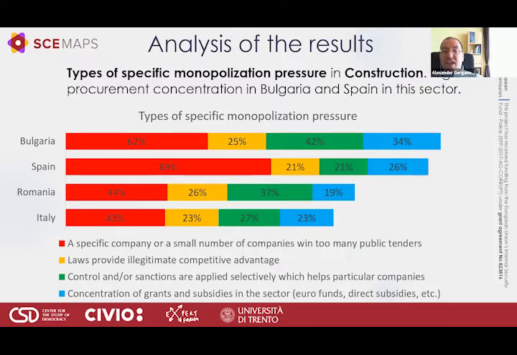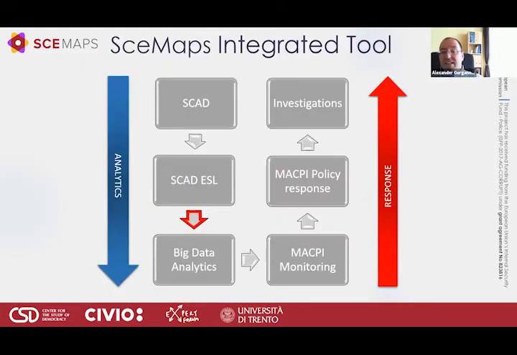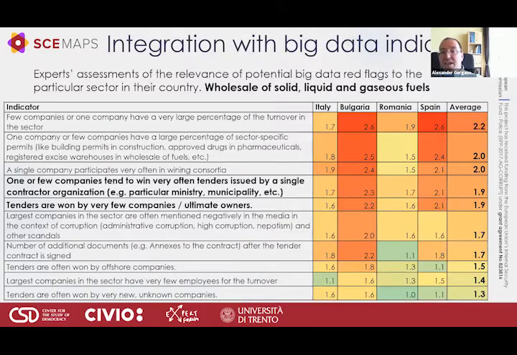And in cases where control and/or sanctions are applied selectively, then the analysis focuses on the public organizations responsible for control and sanctioning. And this is the link to the next stages of the integrated tool. We asked the experts which of these red flags are actually most indicative that there is state capture in the sector. And you can see their scores.